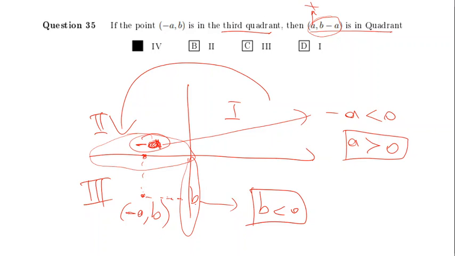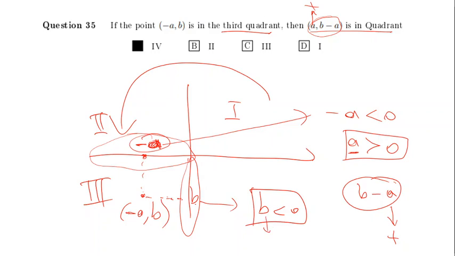Now what about B minus A? So B minus A, okay, is it positive or negative? You can try some values here, but okay, let's go with the practical approach. A is positive, so you have a positive number here.